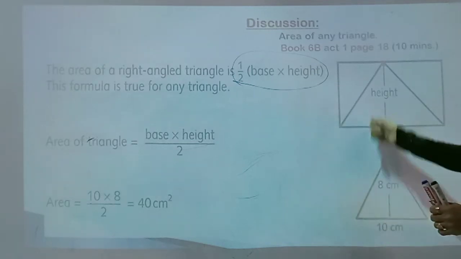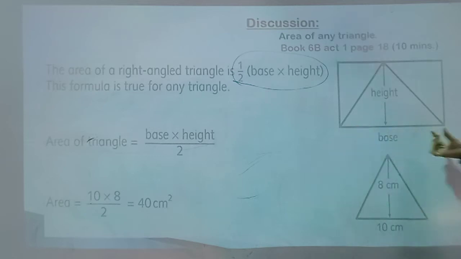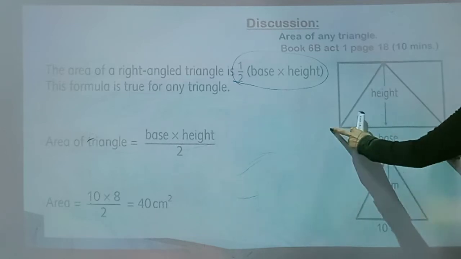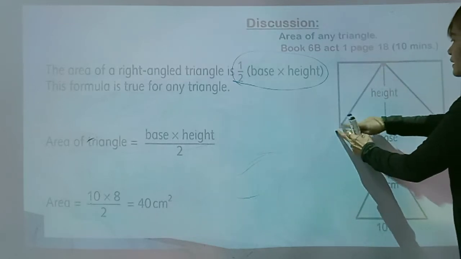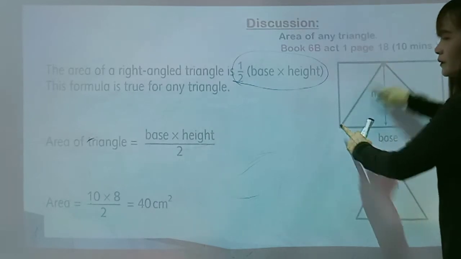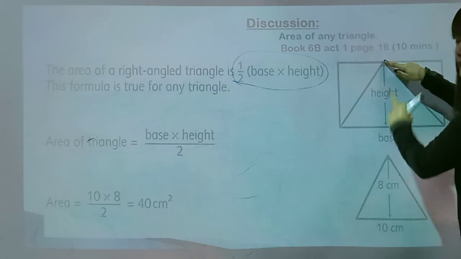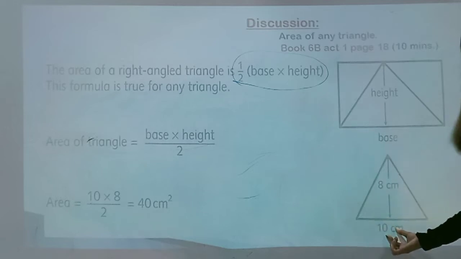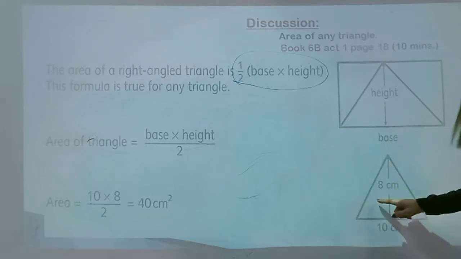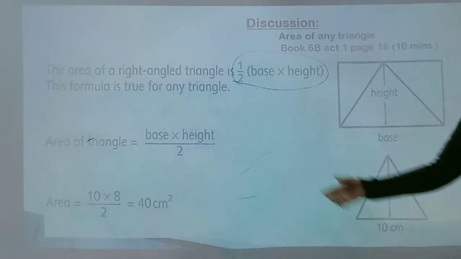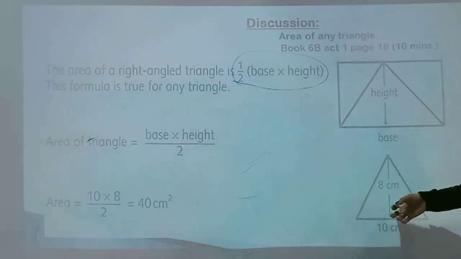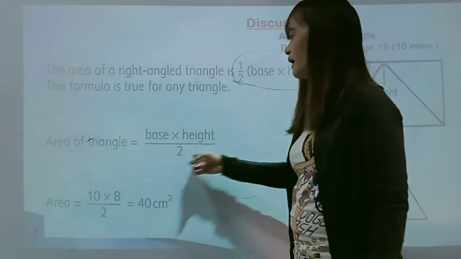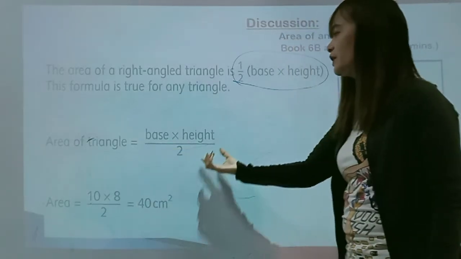Let's have an example here on the board. This is the base, at the bottom. The distance from the base to the top is what we call the height. Given the triangle, the base is equal to 10 centimeters and the height is 8 centimeters. The formula is area of the triangle equals base times height divided by 2. This is the formula that we are going to use.